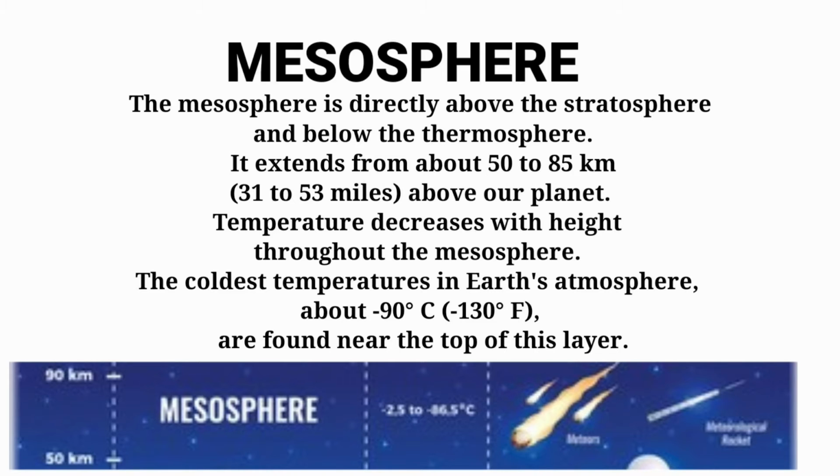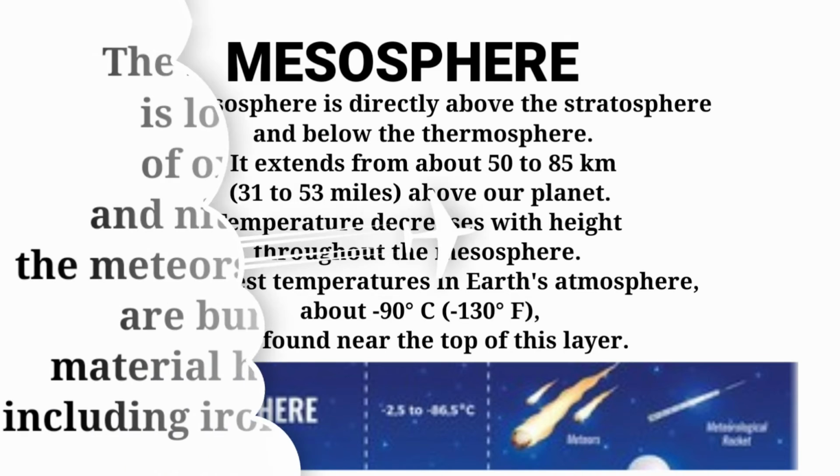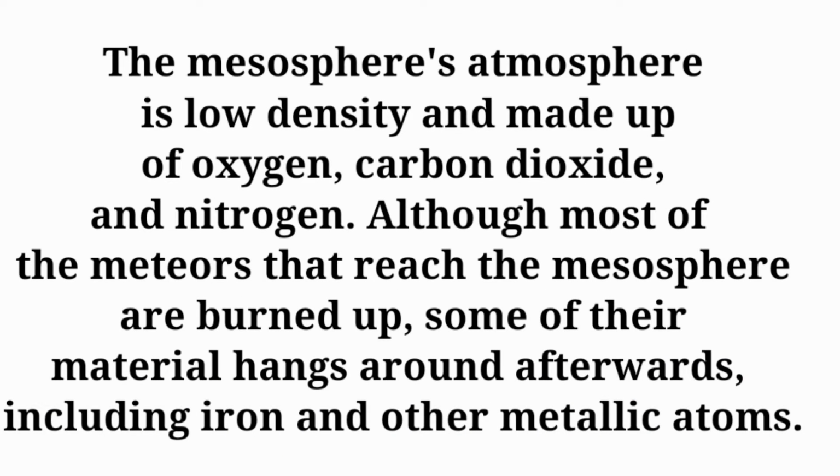Temperature decreases with height throughout the mesosphere. The coldest temperatures in Earth's atmosphere, about -90 degrees Celsius, are found near the top of this layer. The mesosphere's atmosphere is low density and made up of oxygen, carbon dioxide and nitrogen.